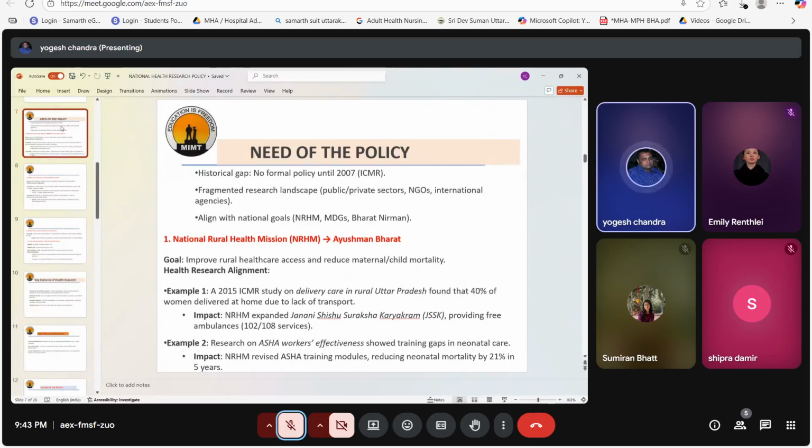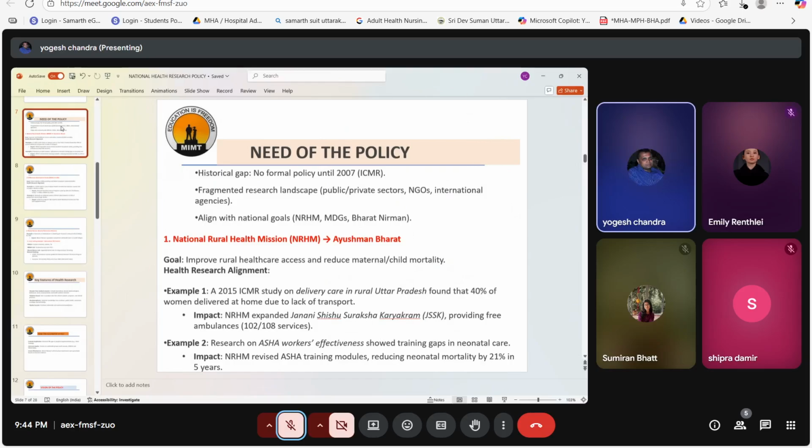So a 2015 ICMR study on delivery care in rural Uttar Pradesh found that 40% of the women delivered at home due to lack of transport. This ICMR did as a research study. Okay, why did it do the research study? Because there was a goal. According to it, it did a study, and the goal was how to reduce the maternal and child mortality rate. Okay, so it found this.